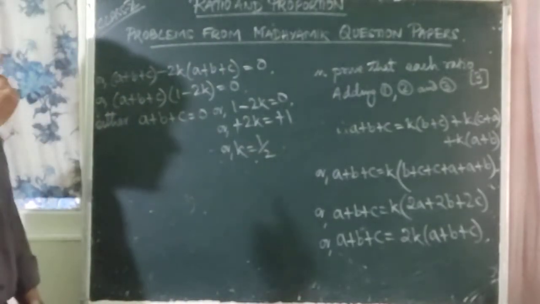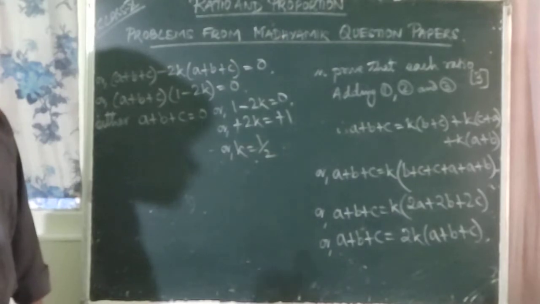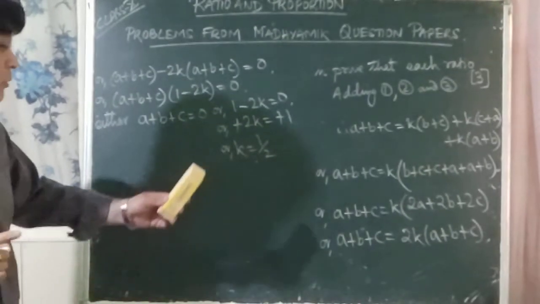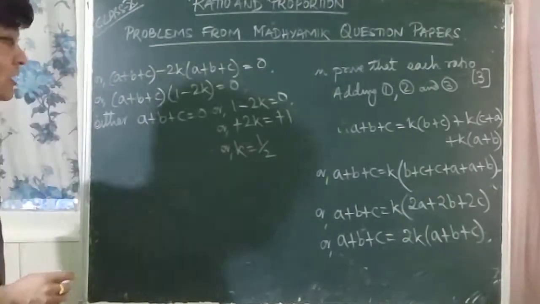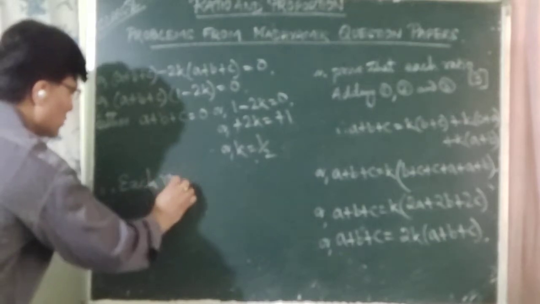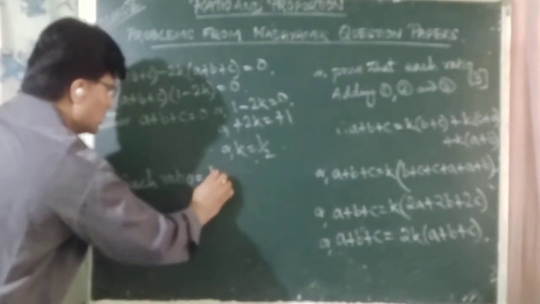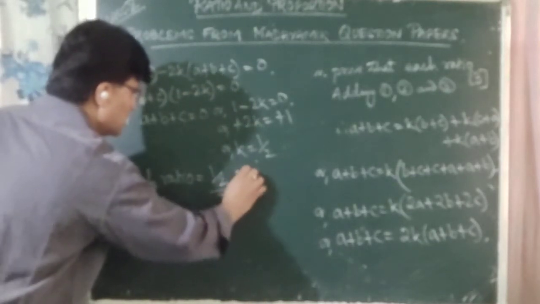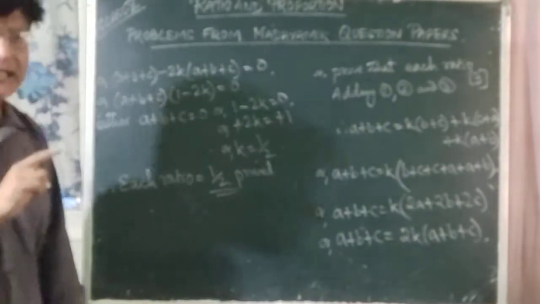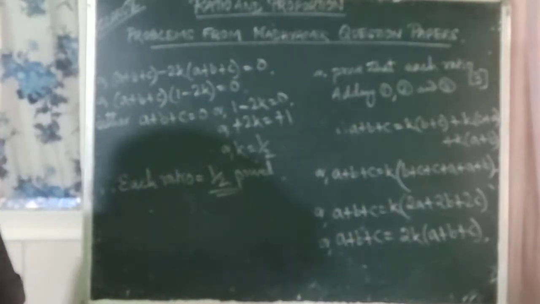Each ratio means a upon b plus c is equal to b upon c plus a is equal to c upon a plus b is equal to k, that was there. And what is the value for k? Half. That means each ratio is equal to half. So it is proved. Each ratio is equal to half. It is proved.